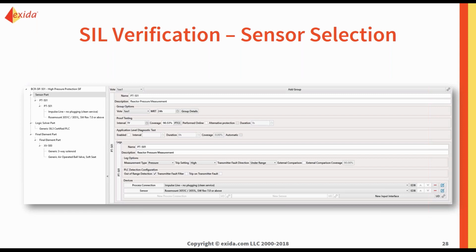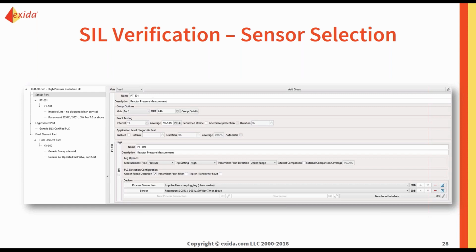If your transmitter is out of range, does the PLC detect that? Is there any transmitter fault filter? And do you trip on transmitter fault? So all of these selections can be decided here in the Silver tool, and they're obviously going to impact your results. Finally, you're going to select your equipment.